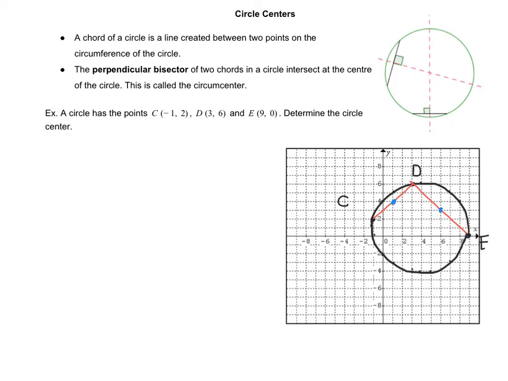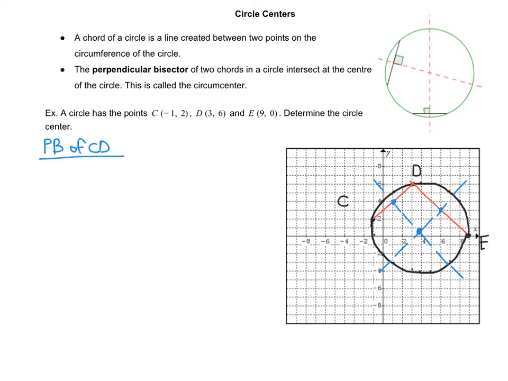Now perpendicular, my line has to be perpendicular to these two chords. So for CD, my perpendicular bisector might look something like this. And for DE, my perpendicular bisector might look something like this. So my center should be somewhere there. Now again, this is just a sketch to guide my steps. So let's go ahead and look at the perpendicular bisector of CD.